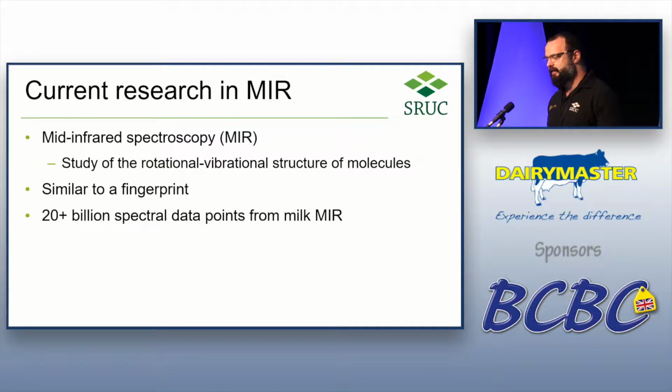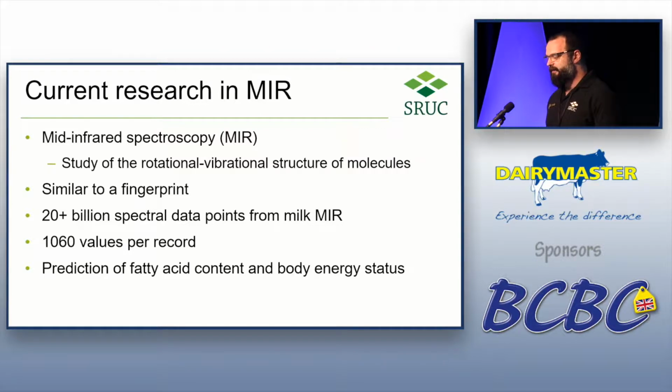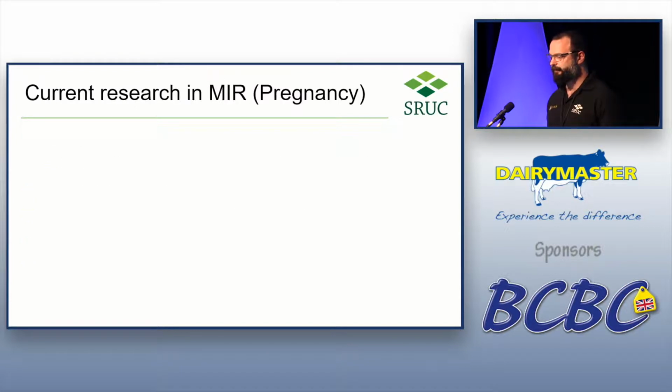At SRUC, we have more than 20 billion of these spectral points. You get 1,060 values per spectral record. So for every cow that's going through routine milking, we would get a spectral record back, and we would have these arbitrary 1,060 values per milk sample. And it's been used for the prediction of fatty acid content and body energy status, but we wanted to see if we can repurpose this and use it for something else.